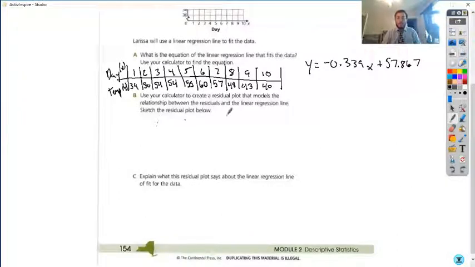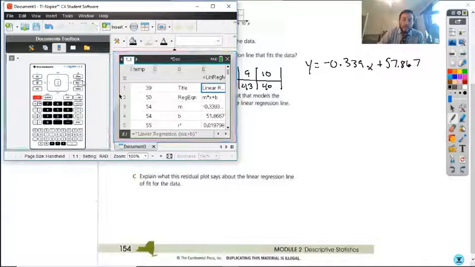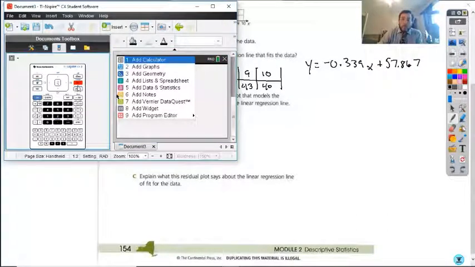So now it wants us to use our calculator to create a residual plot that models the relationship between the linear regression line and the residuals. If we create this plot, we'll go back to our calculator. Now we want to add a new page here. So we can do control, document, and add a data or statistics page.